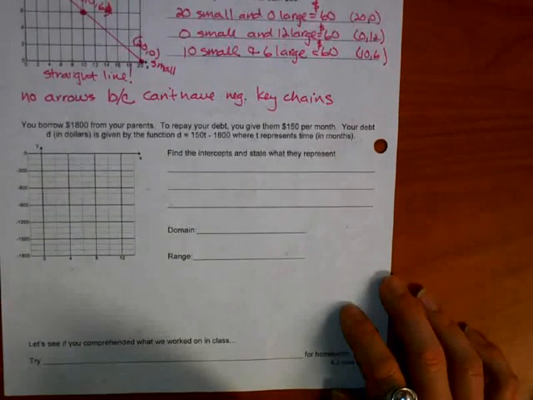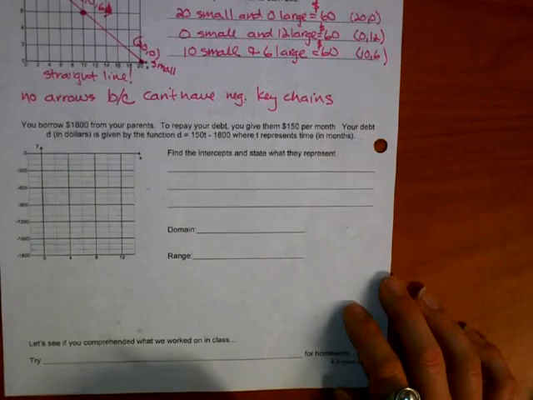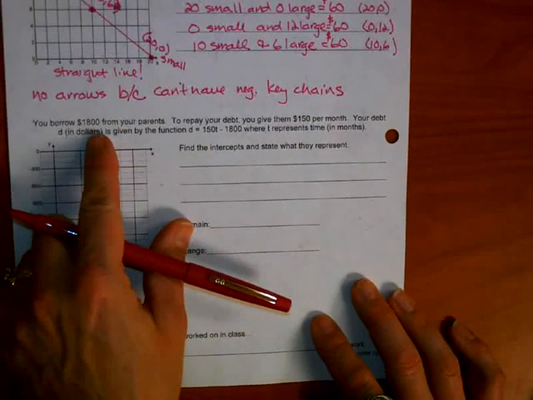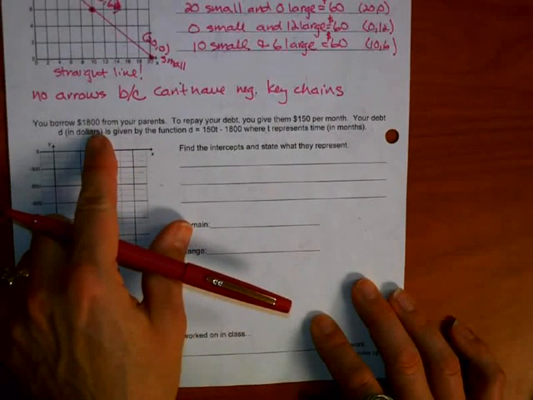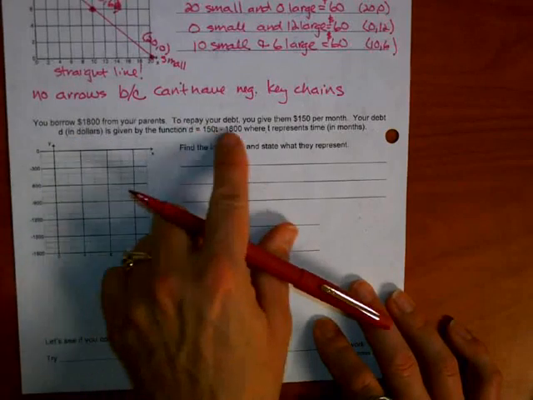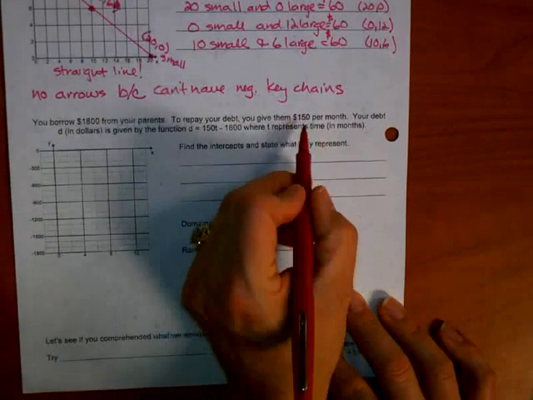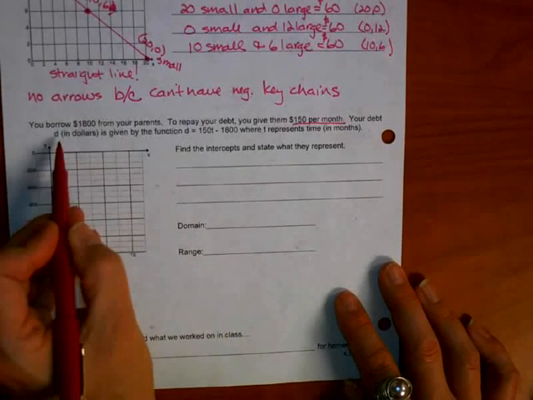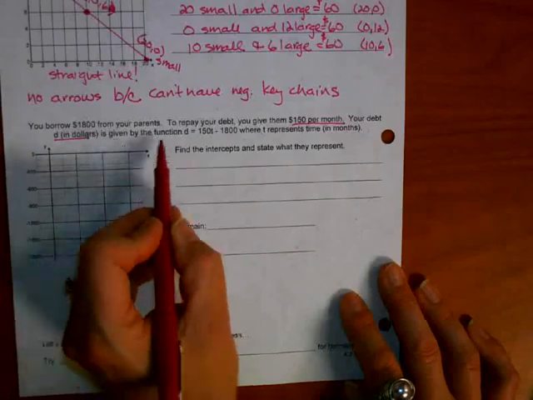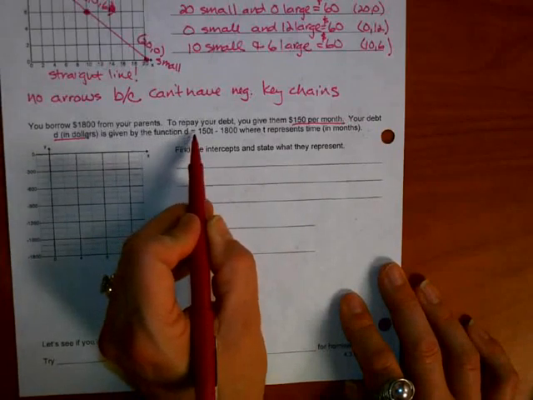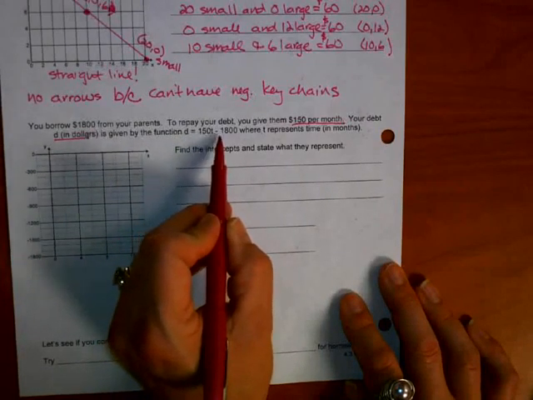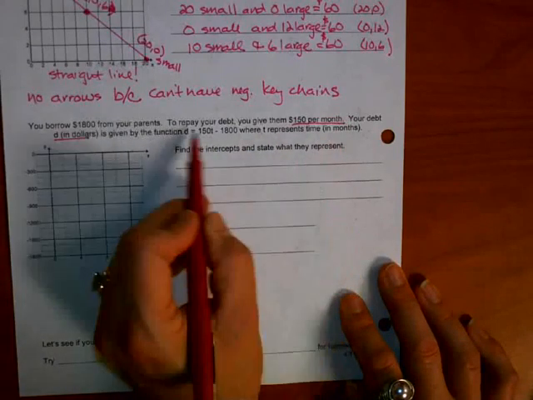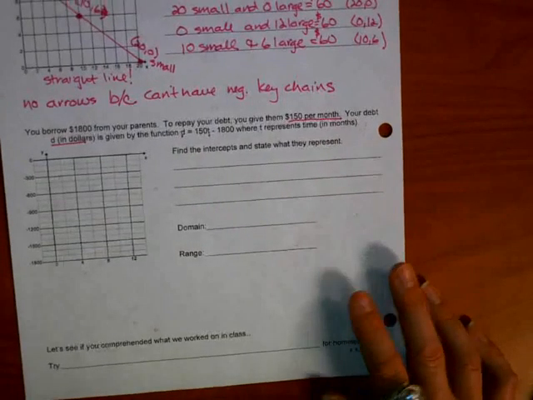I want you to keep your mind open here. You can do this. The most important thing is using intercepts and all this kind of stuff. But here we go. You borrow $1,800 from your parents. That's a lot of money. To repay your debt, you give them $150 per month. So you're paying it down, $150 per month. Your debt D in dollars is given by this function: D equals 150T minus 1,800, where T represents your time in months. That's my debt, that's my months.